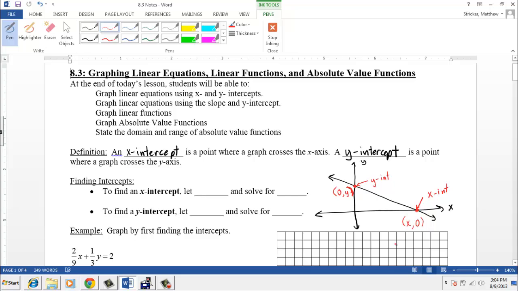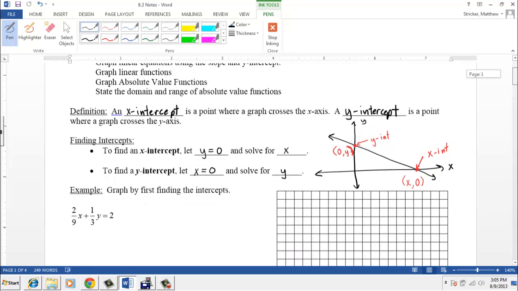So we can use that important fact to help us actually find intercepts. To find the x-intercept, go back here and look at this picture, the x-intercept, the y value is always 0. So that's what we do. We let y equal 0, and we solve for x. And for y-intercepts, we let x equal 0, we solve for y. So this is hopefully familiar to you, and the reasoning why. Remember, in math we always want to know why we do things, not just memorize steps.